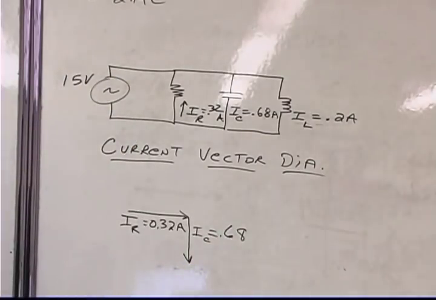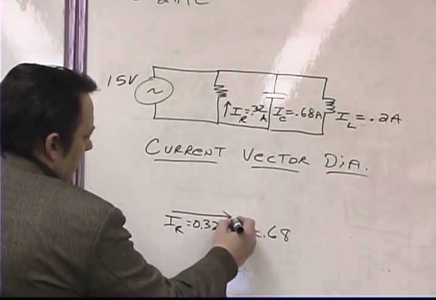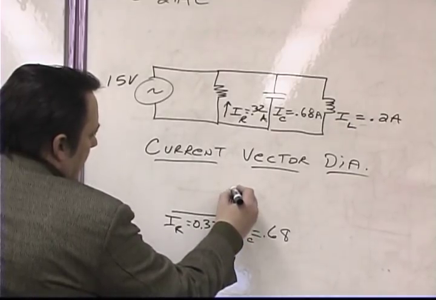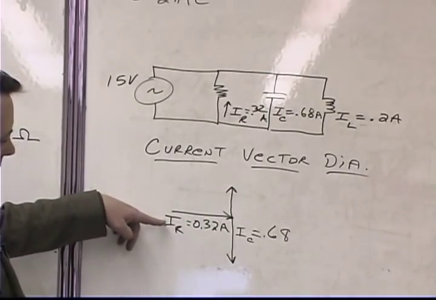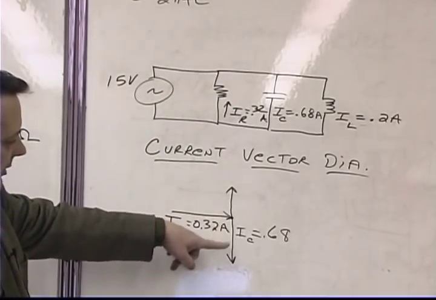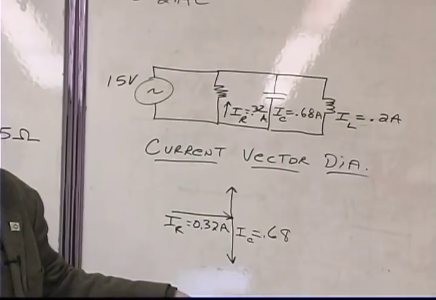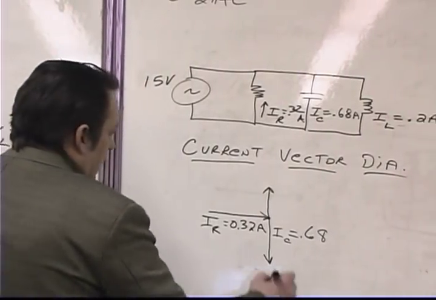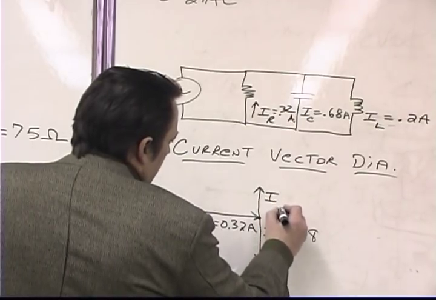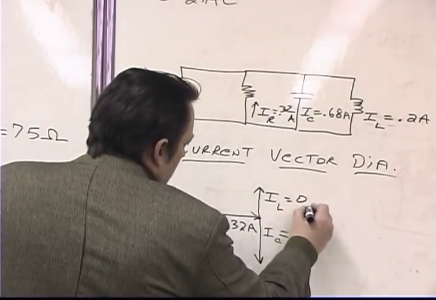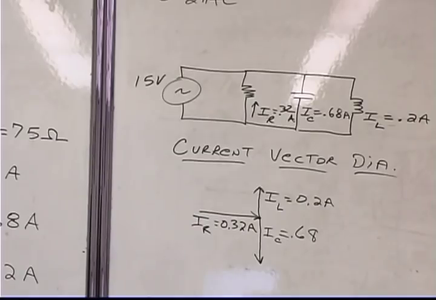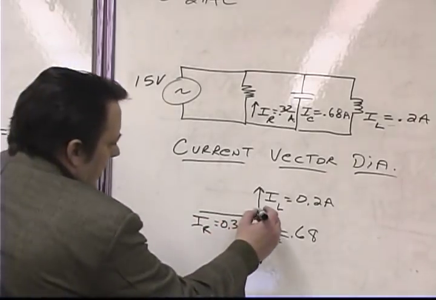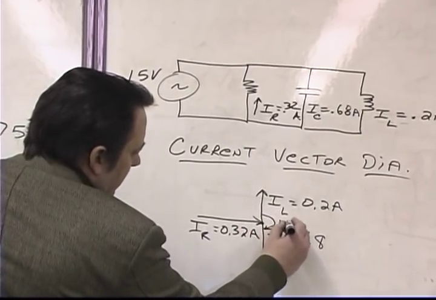0.68. And then if we want to draw the complete current vector diagram, we have to represent the current that's flowing to the inductor as an arrow that's pointing up, at 90 degrees with respect to the current flowing to the resistor, and 180 degrees with respect to the current flowing to the capacitor. We found that that current was 0.2 amps.